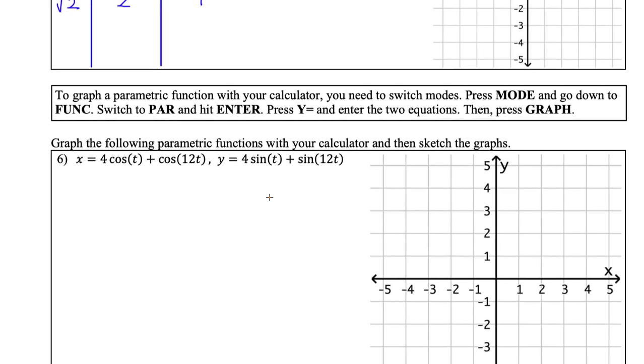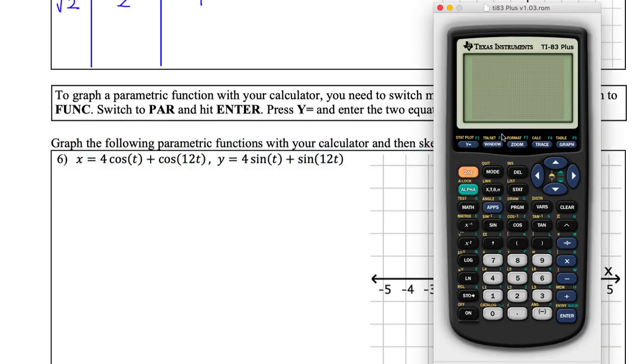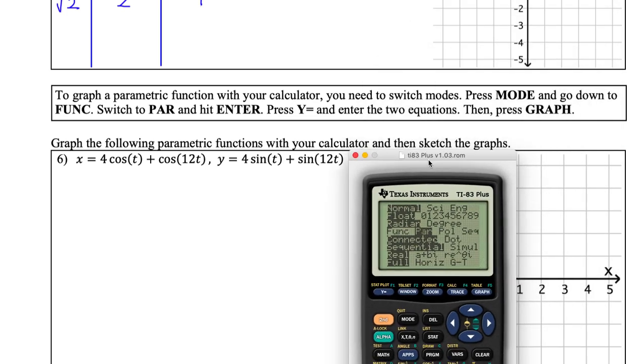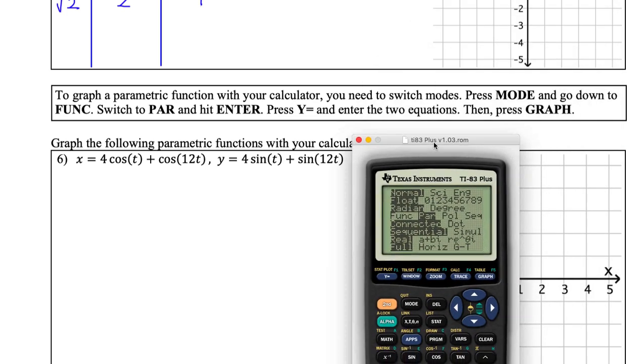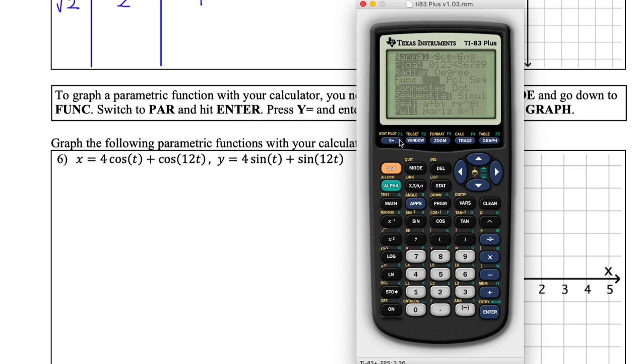To graph, we are going to do the following. We're going to hit mode and go down to functions. So let me pull up my graphing calculator. Mode, and then I'm going to go down to functions, and we need to switch to parametric, P-A-R, so I hit right, enter. Okay, we're now in parametric mode, and at our y equals, we're going to enter our two equations and then graph.